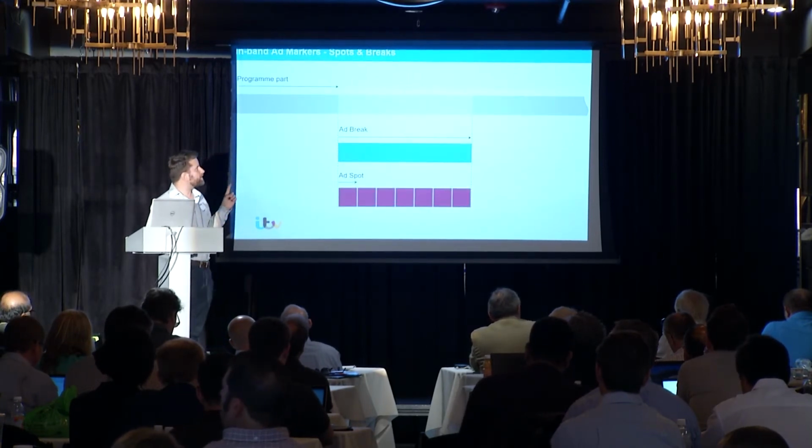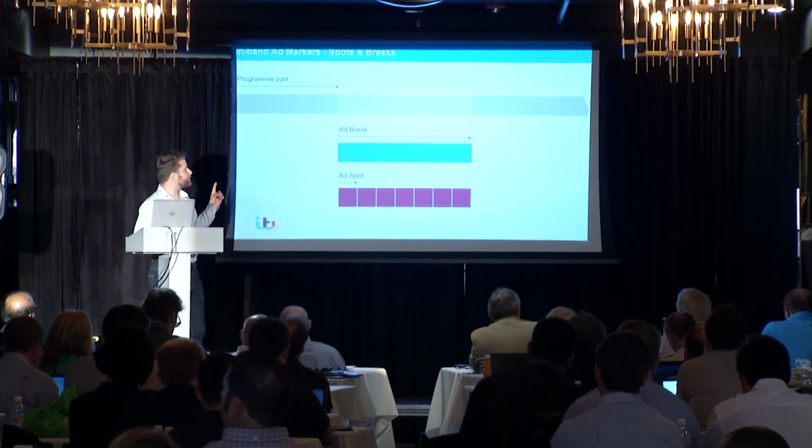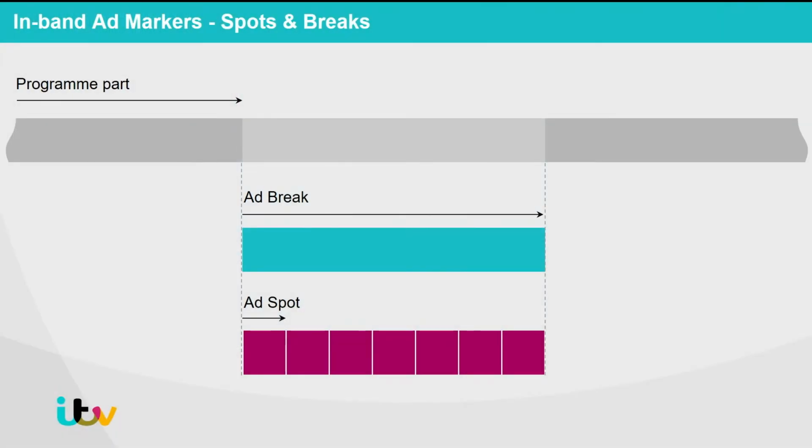Just before we go into the next slide, a reminder that we're talking about spots and breaks. Because we're aligned with broadcast, what you're trying to do is replacement of broadcast ads with IP ads. You're actually trying to replace just a spot because you're selling just a spot. You're not trying to sell the whole break. There are many reasons for that, which I won't go into now, but it's to do with the efficiency of your trafficking in the ad decision server.